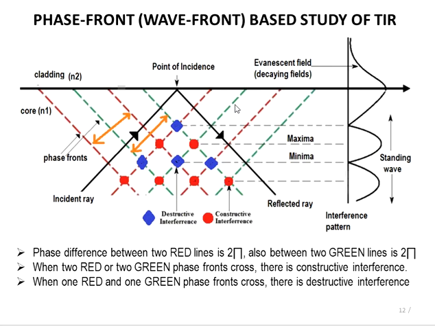Remember, two similar colored lines indicate a phase difference of 2 pi, and two dissimilar colored lines indicate a phase shift of pi. So if same colored wavefronts meet together, there will be constructive interference, and when two dissimilar colored wavefronts meet each other, there will be destructive interference. Now let's define this condition for constructive and destructive interference inside the core.